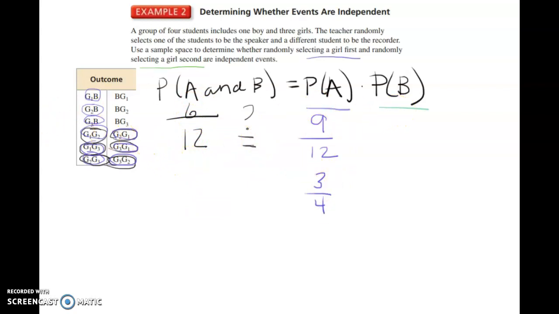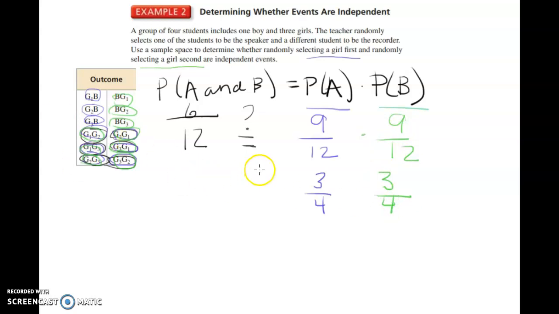And then let's do the probability of B. So the probability of B is just that the second one is a girl. So we have 9 out of 12 again, times 9 over 12, which reduces to 3 over 4.